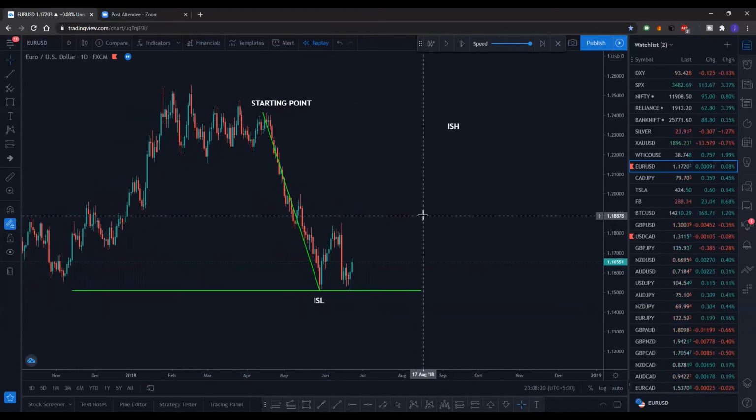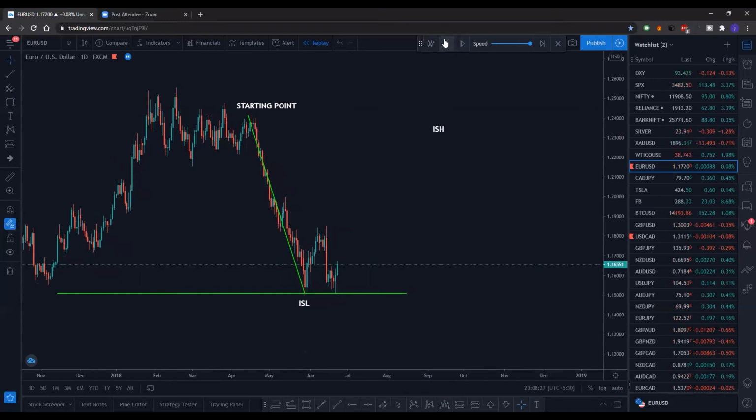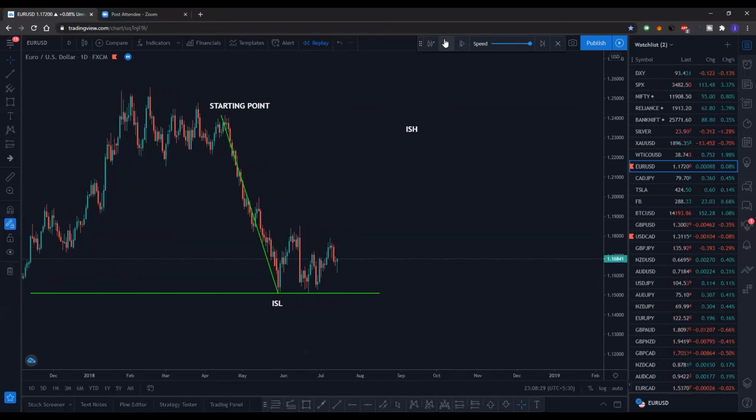But let's not go into that. We are just looking at whether there is a 3-point move. So let's see. Do we have a 3-point move? We are still playing around in that structure.